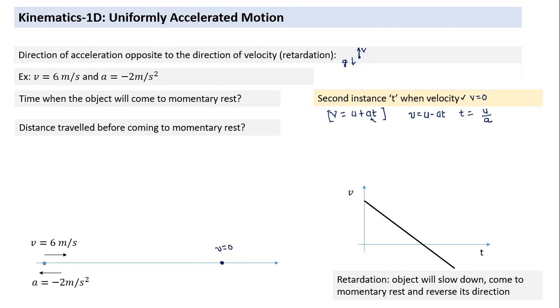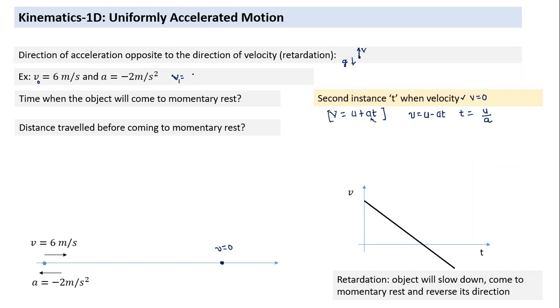Let's understand what it means when velocity is 6 meters per second and acceleration is minus 2. After 1 second, what will the velocity be? 4. After 2 seconds, velocity will become 2. After 3 seconds, velocity will become 0. After 4 seconds, velocity will become minus 2. That's what uniform acceleration means. At time t = 0 it is 6 meters per second. After 1 second, by u + at, it will reduce by 2.